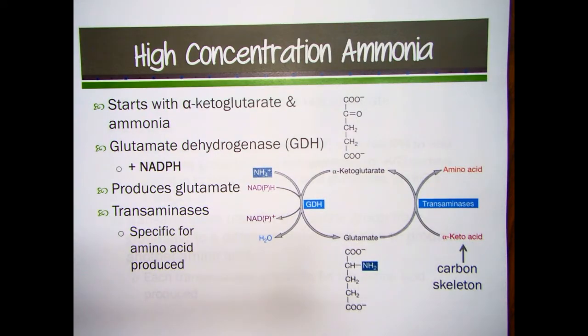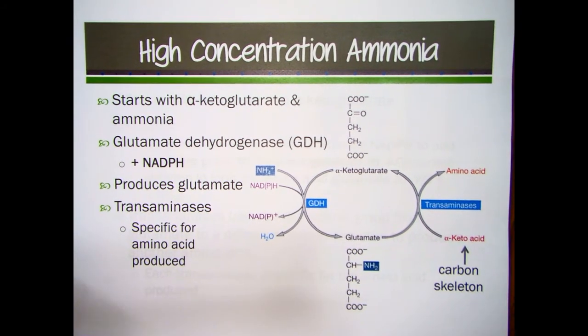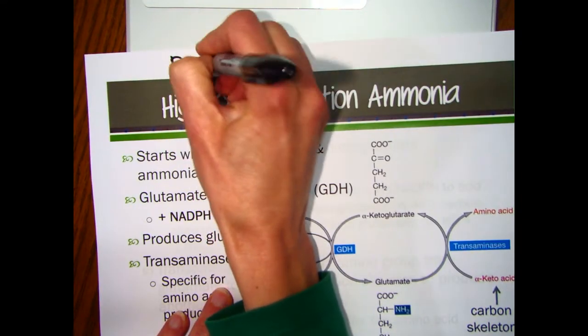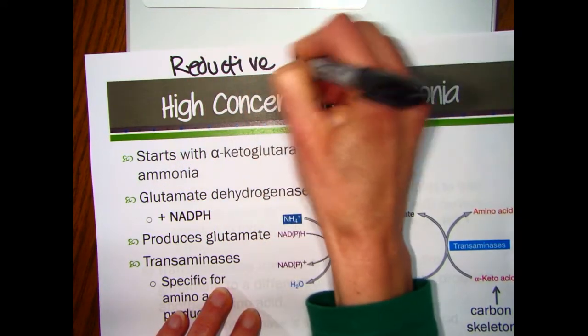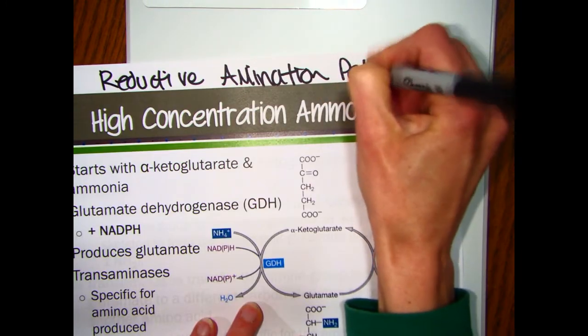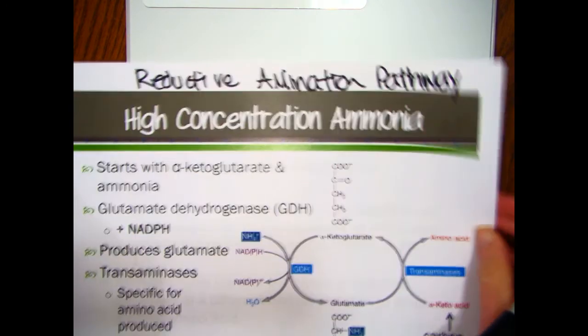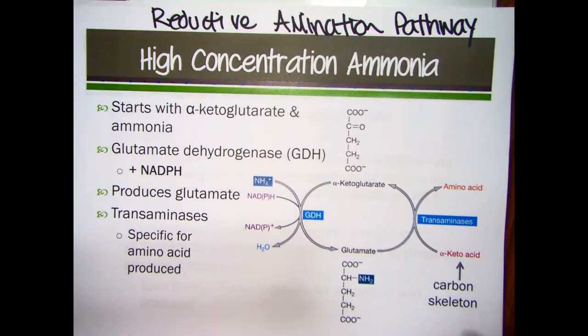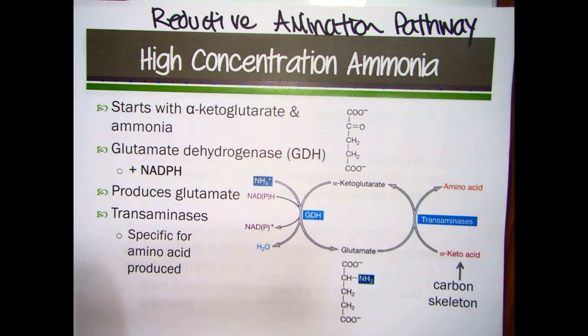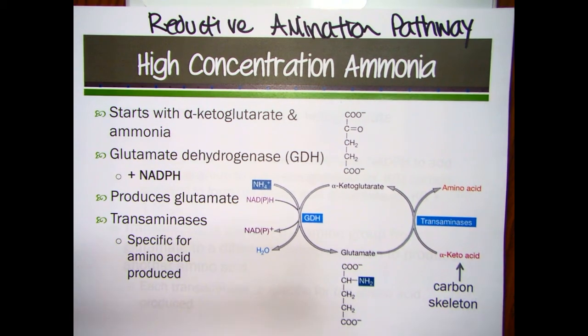So to make an amino acid from a high concentration of ammonia, again, is called the reductive amination pathway. Okay, can you guys see that? Yes. And so this starts with a carbon skeleton right here called alpha ketoglutarate and starts with ammonia. So we are going to talk quite a bit about alpha ketoglutarate.